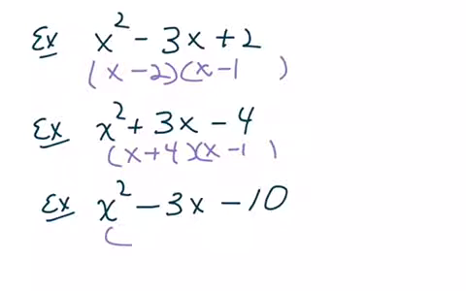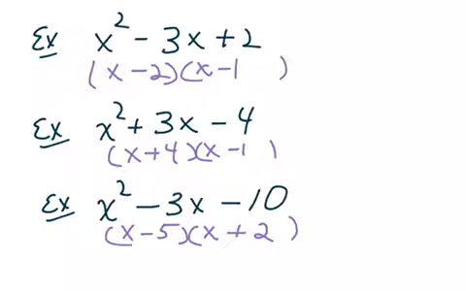Okay. So I have an x plus 4 and an x minus 1 because 4 times -1 is -4. Positive 4 and -1 combine to get the 3. This last one, right? I have a -5 and a positive 2 because they multiply to get -10, but then they also add to get me -3.